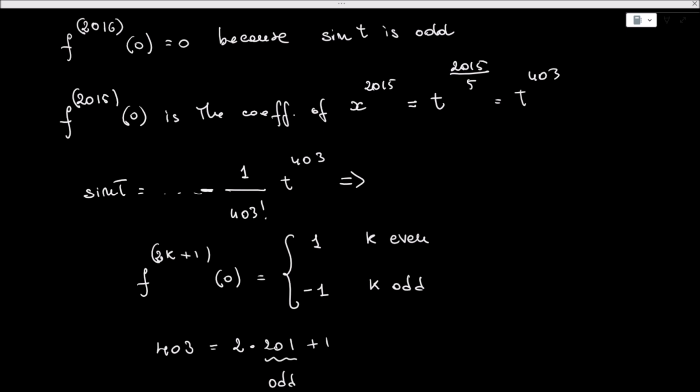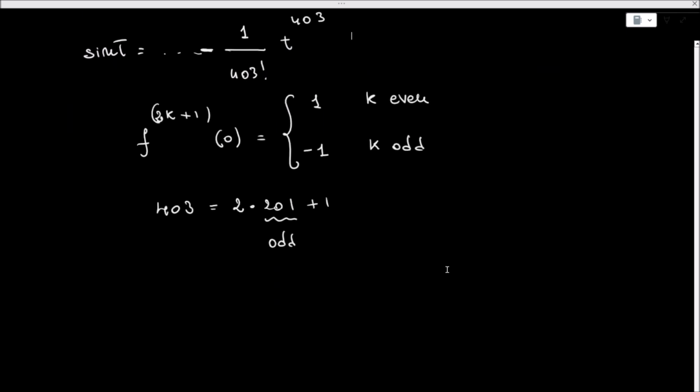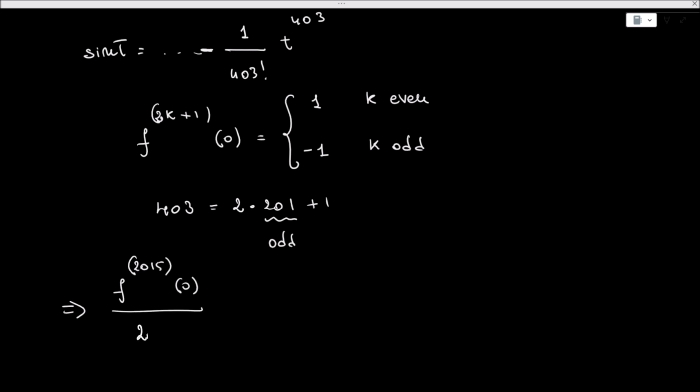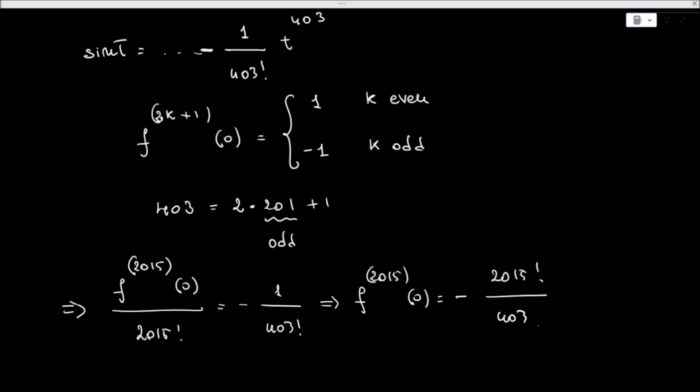So this implies that the derivative of f of order 2015 in 0 divided by 2015 factorial is equal to minus 1 over 403 factorial. And of course this gives that the derivative in 0 is just equal to minus 2015 factorial divided by 403 factorial.